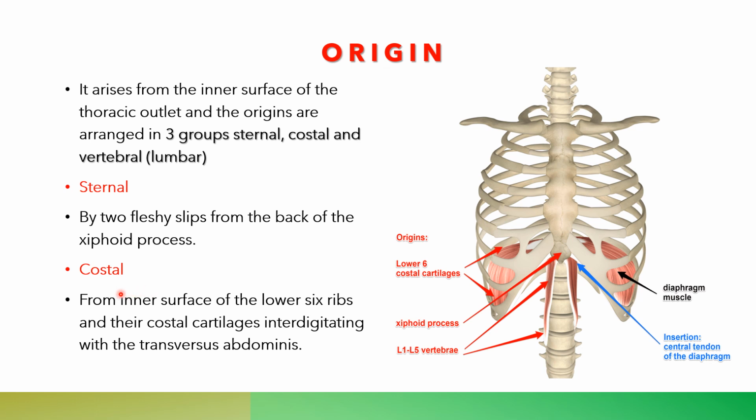Then the next one, the costal origin. In the costal origin, the diaphragm arises from the inner surface of the lower six ribs and their costal cartilages, interdigitating with the transversus abdominis muscle. That you should remember, transversus abdominis muscle. Okay, so these are the origins of the diaphragm. One is the sternal origin arising from the back of the xiphoid process. The costal origin, costa means rib, from the inner surface of the lower six ribs and also their costal cartilages, interdigitating with the transversus abdominis muscle.